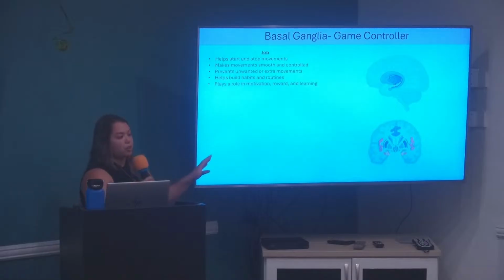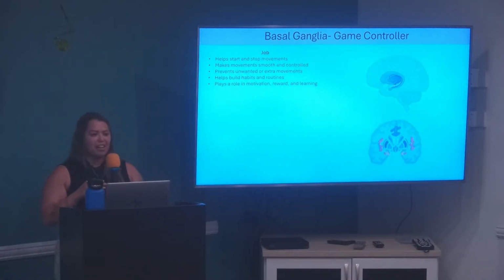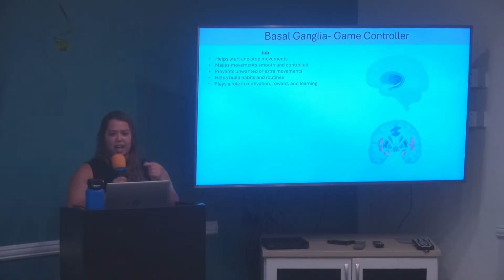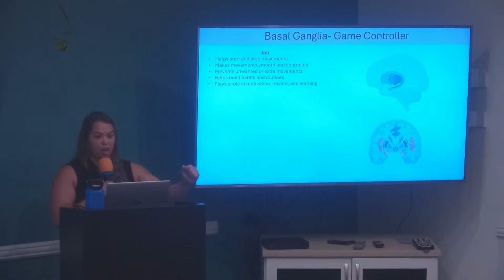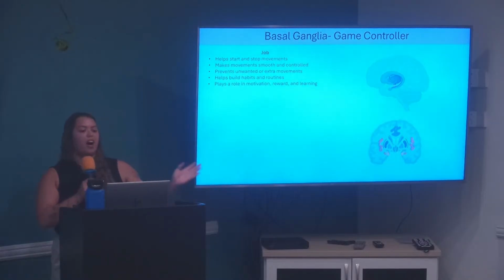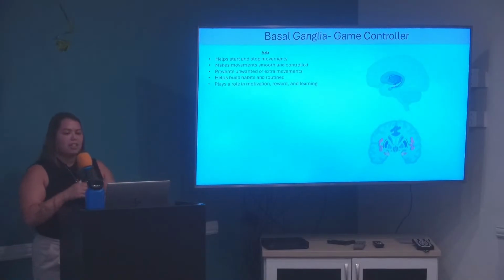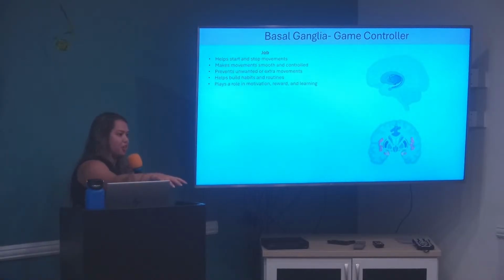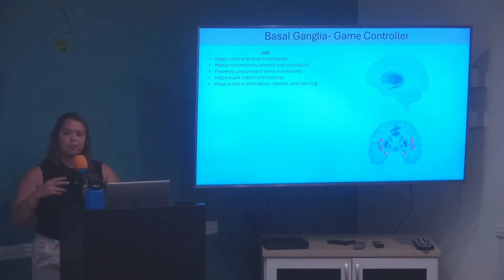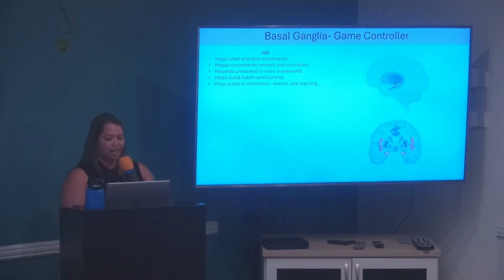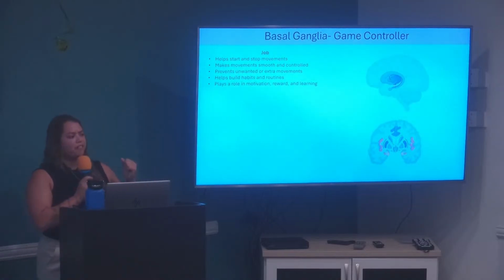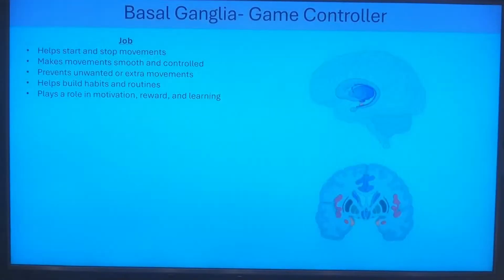But this is a really cool region because if I start a movement and I stop a movement, it really is those fine touches, making sure those movements are sharp and I'm doing what I want without other movements getting in the way, right? Everything that I intend to do, I can do, is all processed through the basal ganglia, in turn working with the rest of your brain. And it also plays a role in your motivation, your reward, and your learning. This is going to come back in Parkinson's disease. So just keep that in mind, and Parkinson's is an interesting one.